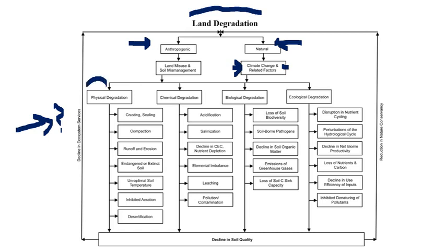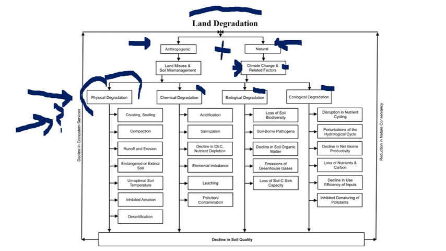Now coming to this land, the combination of both anthropogenic as well as natural causes four degradation processes. Number one, physical degradation. Number two, chemical degradation. Number three, biological degradation. And number four, ecological degradation. These are the combined effects of anthropogenic as well as natural land degradation. This is the outcome when I combine anthropogenic and natural processes.